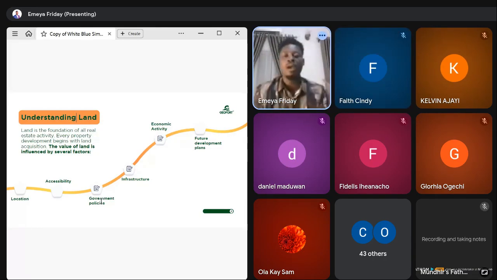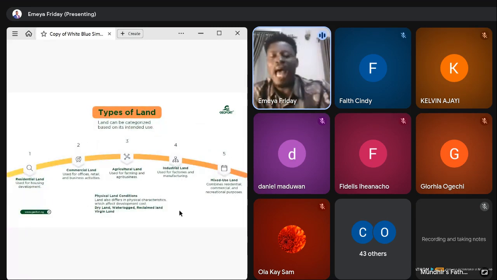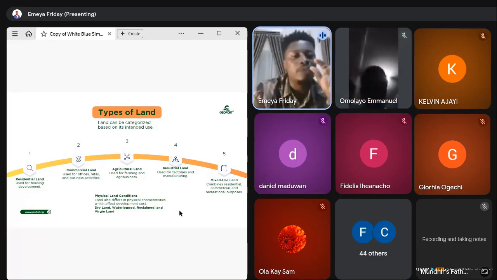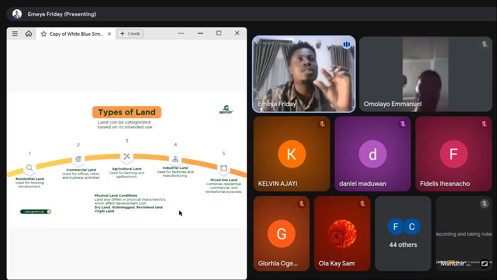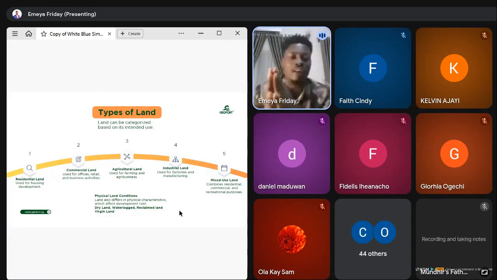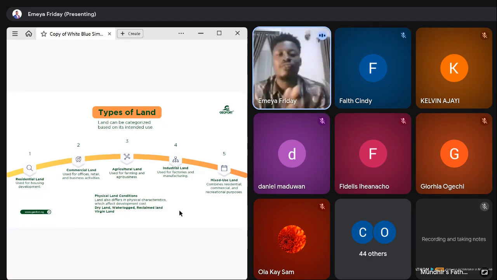So let's move quickly. Type of land. I need to be very fast right now. Land can be classified or categorized based on its intended use. So we have different categories in terms of use, what you want to use that land for. That is why in Lagos, for example, we have the Land Use Act. We have land use and we have zonings. In some places we have different land use, different zonings. If a land has been marked for a particular use, you can't use it for something else. So this is what I'm trying to explain to us here.